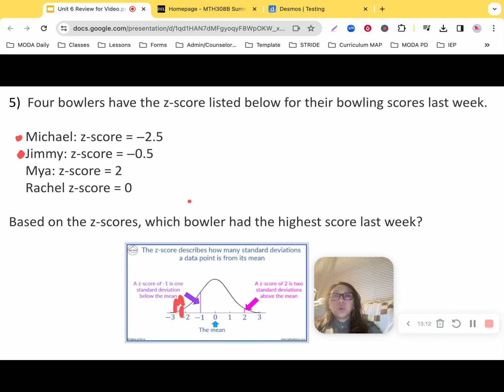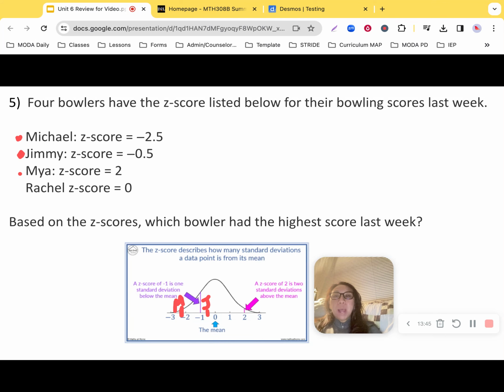And then Jimmy's score is negative 0.5. Now, if this is 1 standard deviation below the mean, so a z-score of negative 1 is 1 standard deviation below the mean, that means Jimmy's score is just halfway below the mean. So halfway is around here. Okay, that's negative 0.5. So that's where Jimmy scored last week.